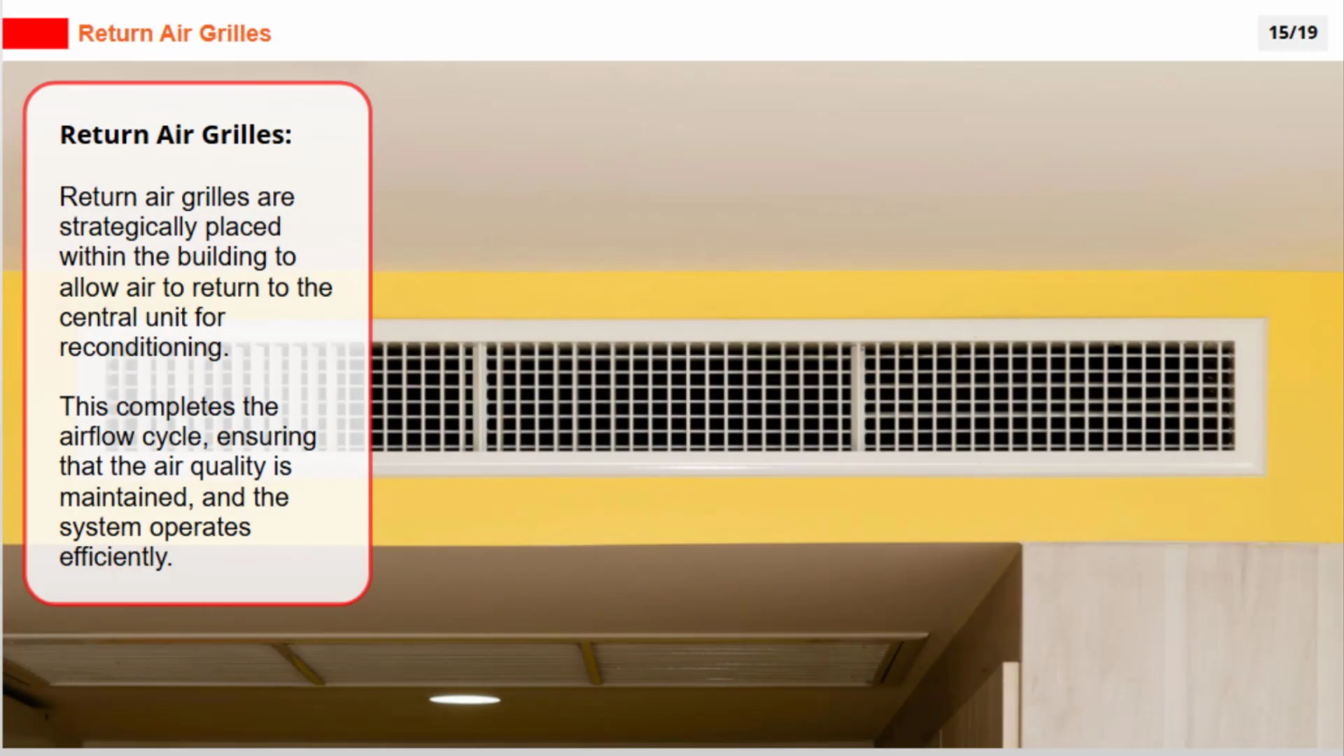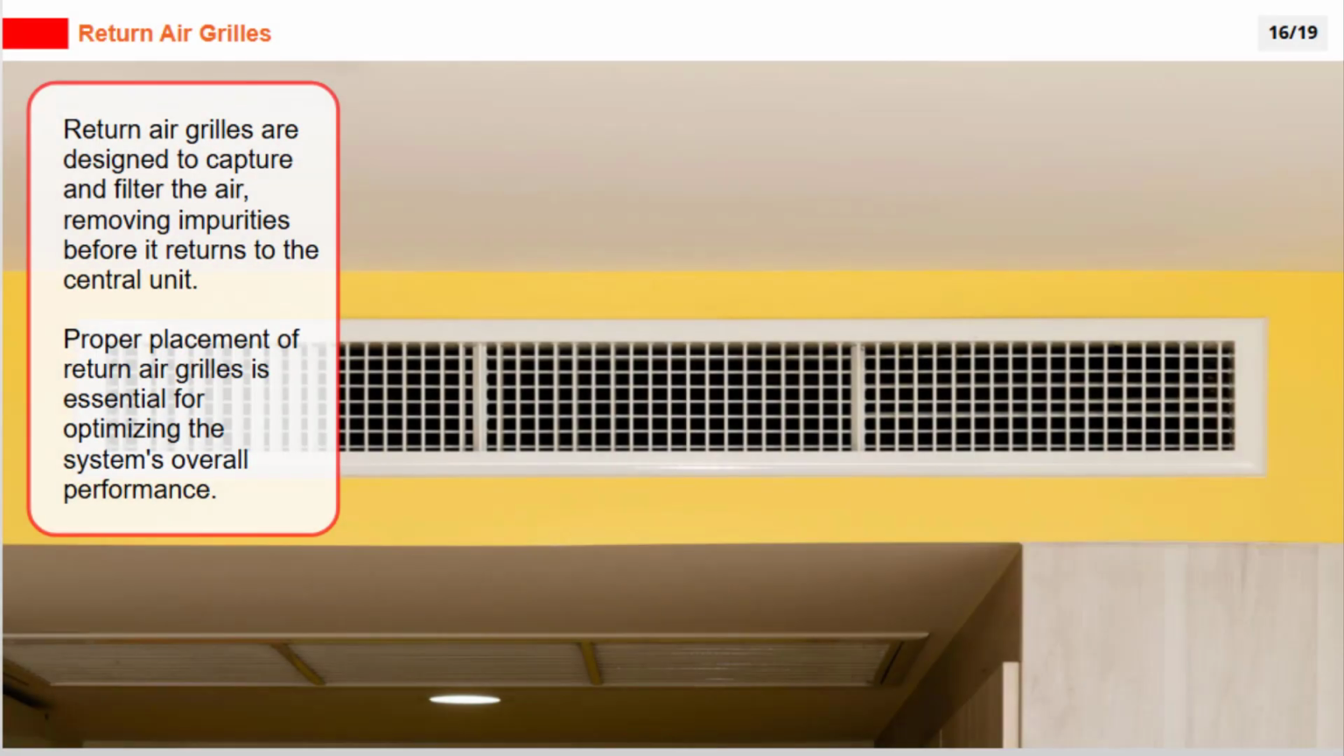Return air grills. Return air grills are strategically placed within the building to allow air to return to the central unit for reconditioning. This completes the airflow cycle, ensuring that the air quality is maintained and the system operates efficiently.